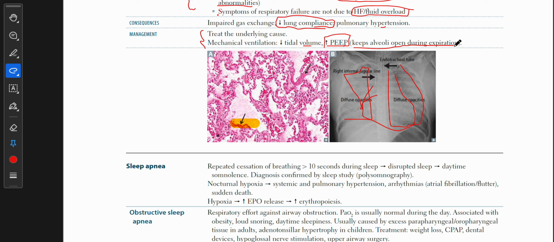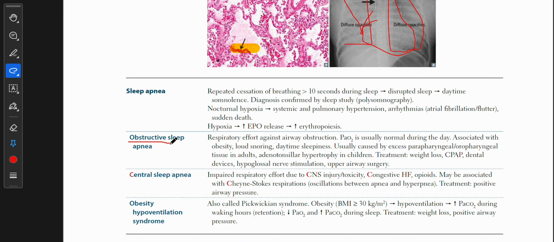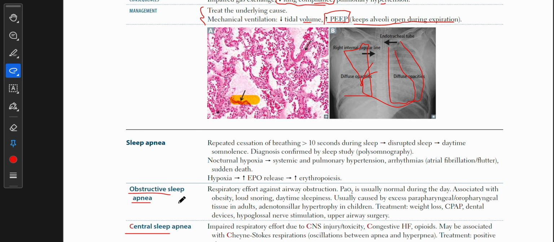So basically, there is a type of sleep apnea which is obstructive sleep apnea, right? And also central sleep apnea and obesity hypoventilation syndrome. It is also a type of sleep apnea, and it is also called Pickwickian syndrome. We'll talk about it later. The pathophysiology of sleep apnea is repeated cessation of breathing for greater than 10 seconds during sleep, and it will cause disrupted sleep and daytime somnolence. Somnolence is actually feeling sleepy. That is what somnolence is.